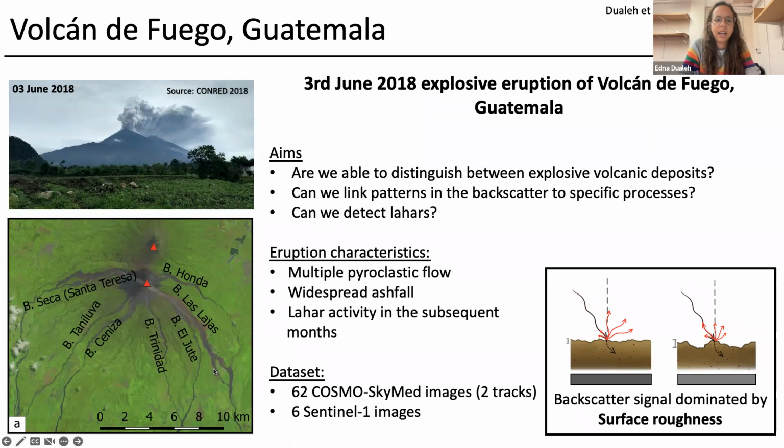It had widespread ashfall, as well as multiple periods of high lahar activity in the months following the eruption. So using high resolution SAR data, we try to observe the different volcanic deposits present, and that were just put in place during the eruption, as well as trying to link patterns that we saw within these backscatter signals to specific processes on the ground surface.